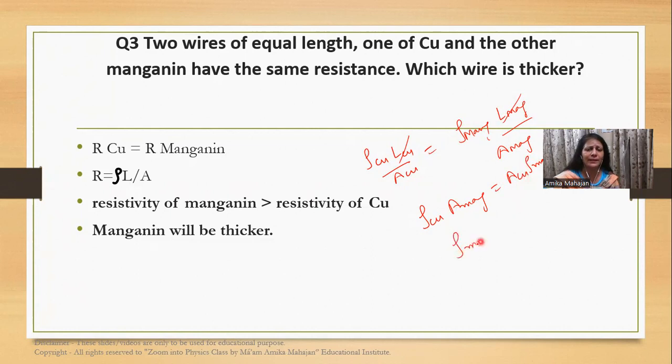We know that manganin has more resistivity as compared to copper. If this quantity is more, then the area will be less in case of copper as compared to manganin. So manganin will be thicker.